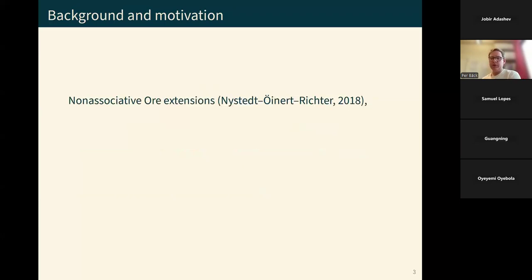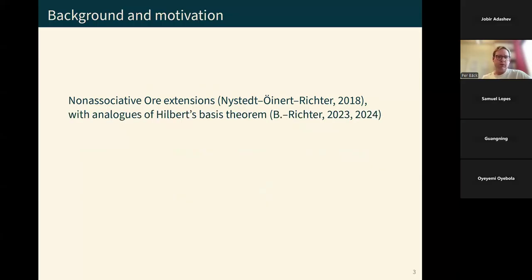Some colleagues of mine started studying non-associative generalizations of Ore extensions some years ago. And they did this because it turned out that, within the structure of Ore extensions, one can say there naturally lurks a non-associative structure, which I will tell you about today. Richter and I proved versions of Hilbert's basis theorem for these non-associative Ore extensions.